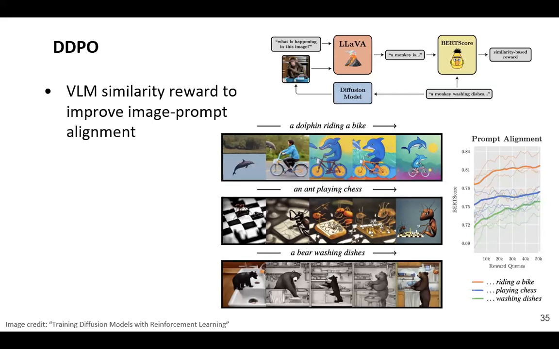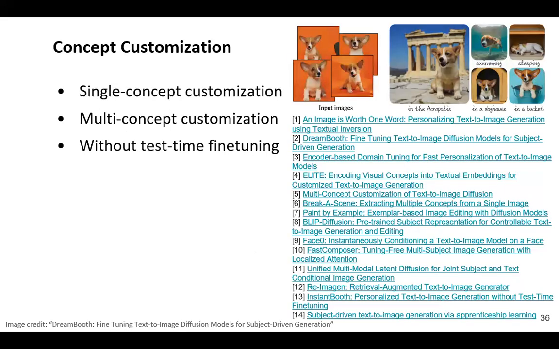And as we can see in the right side figure, where the x-axis is the number of additional policy update steps, by tuning the model for additional steps, the similarity score actually goes up, which is also indicated in the sample visualizations on different text prompts.